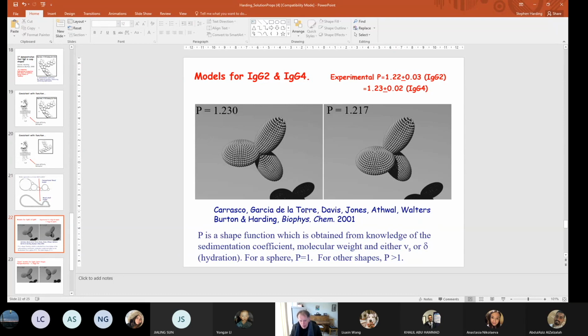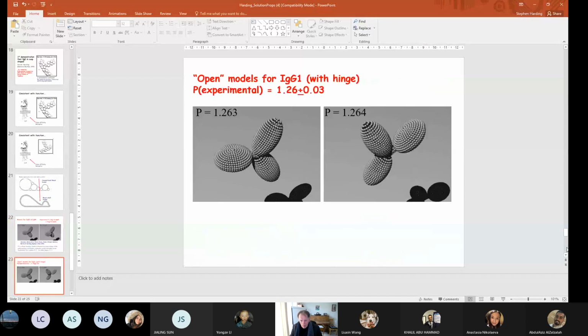Again, this is called model fitting, adjusting the model so that the predicted values for a parameter, in this case, the shape function known as p, which comes from sedimentation coefficients, agree with the experimental values. And what happens is that these open conformations are consistent with the experimental p-values found for these antibody molecules.